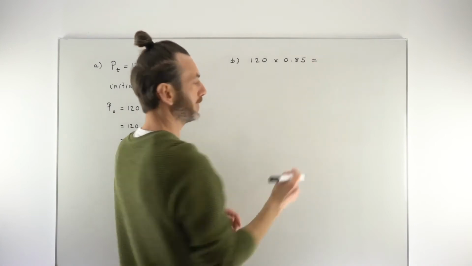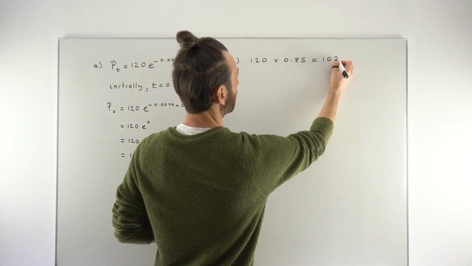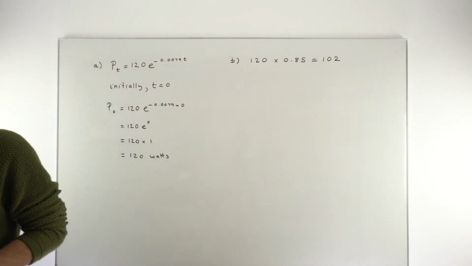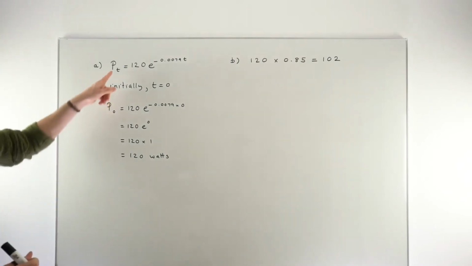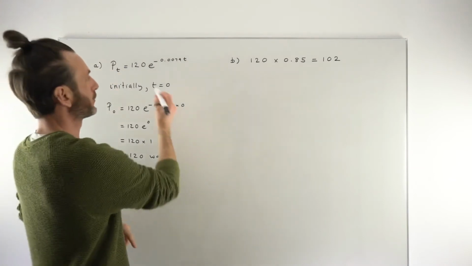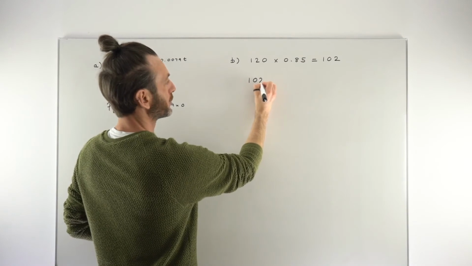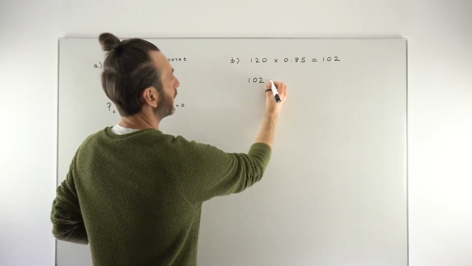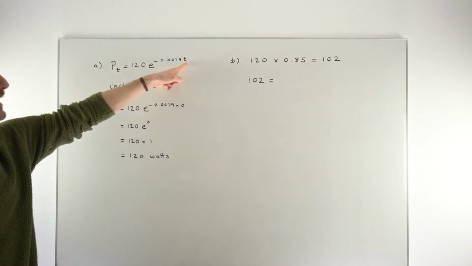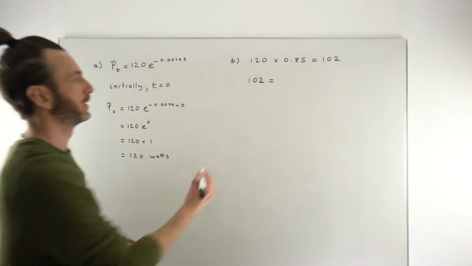So if you do that again, that would need to be put into the calculator. I did it already, and that comes out to be 102. So how do we use that? Well, we want to then substitute that 102 into the power position in our formula. So we're going to replace our P sub t value with 102. So we're saying that this is the power we're interested in, and we want to calculate the time value. That's what we're after, the time that would give us that power value.